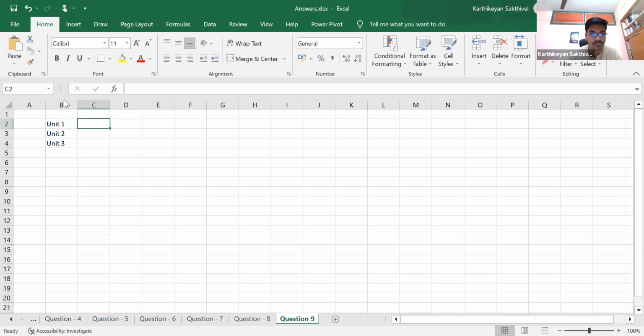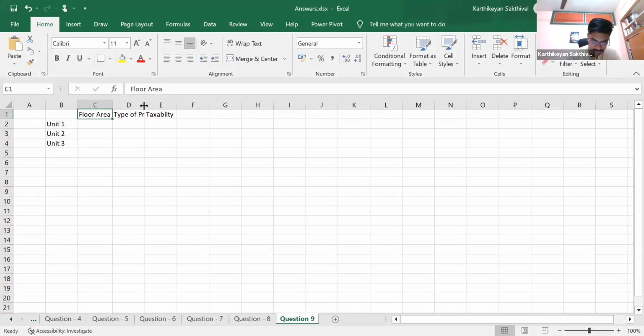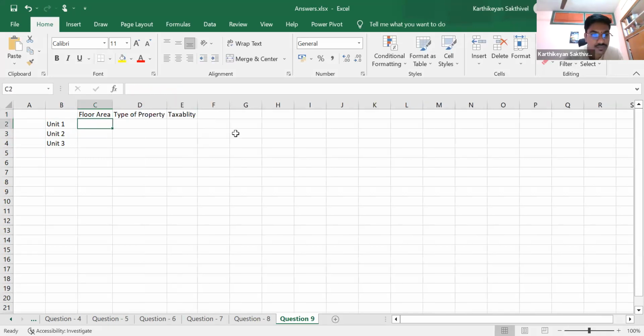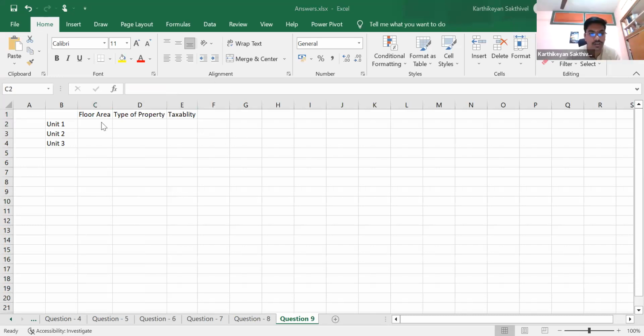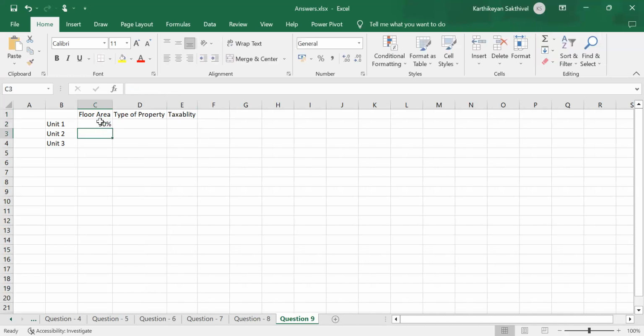What is the floor area? Type of floor area, type of property, taxability. Right? What is the floor area for Unit 1? 50%. Super. Unit 2? 25%. Super. Unit 3? 25%. Super.